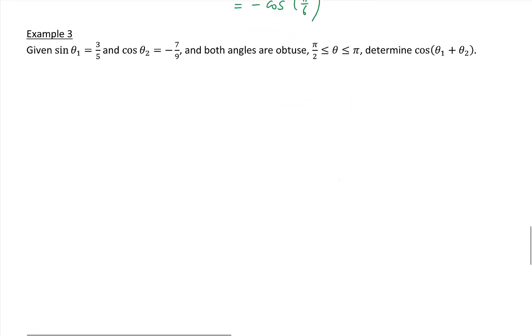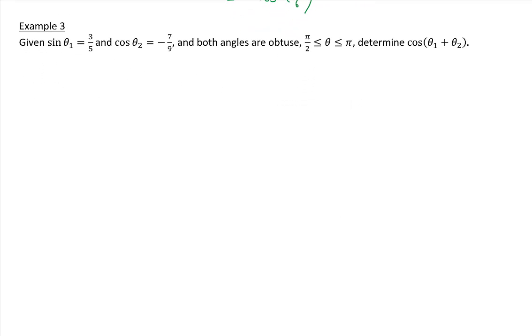And example 3. You're given that the sine of one angle is equal to 3/5. The sine of a second angle is equal to negative 7 over 9. We know that both angles are obtuse, and we are told they are in quadrant number 2, so from pi over 2 to pi. Determine the exact value of cosine theta 1 plus cosine theta 2. So we're going to try to do this without a calculator.